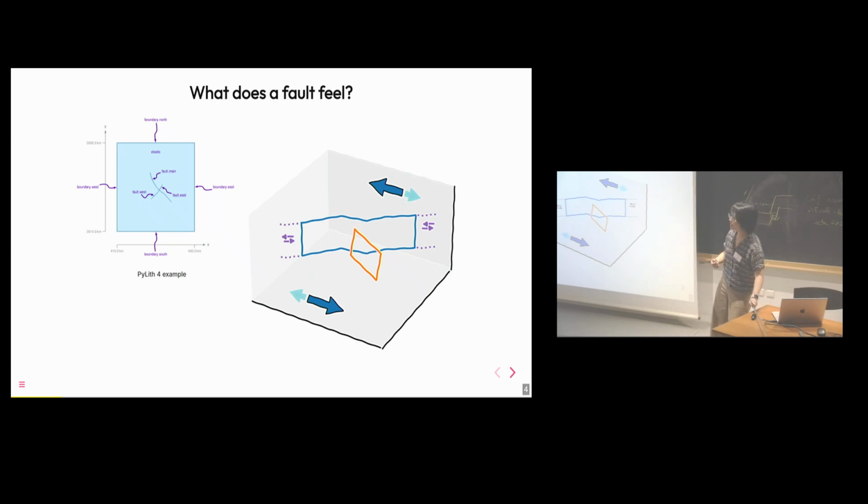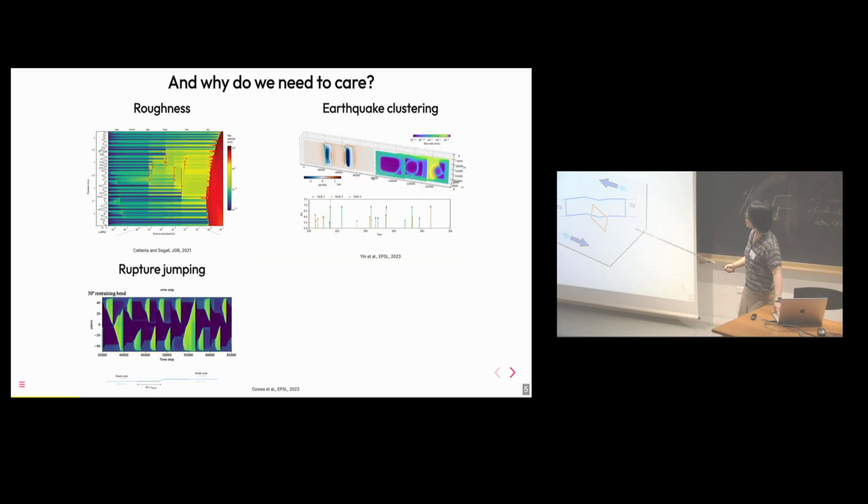So it can feel the tectonic stress that's shearing it. It can feel maybe post-seismic relaxation working against the tectonic stress. It can feel the creep, if it has aseismic parts outside the seismogenic parts. It can have roughness onto itself, or it can have a fault that's pushed against it. And why do we need to think about how a fault feels?